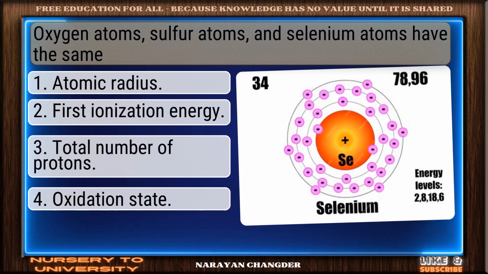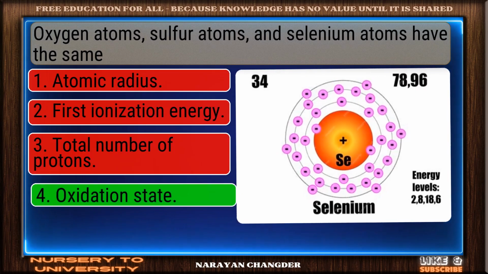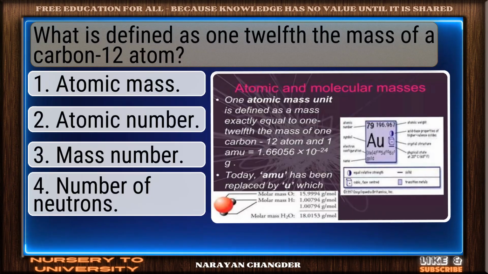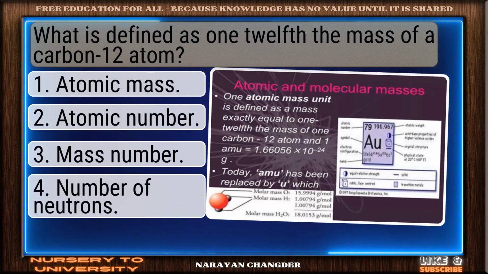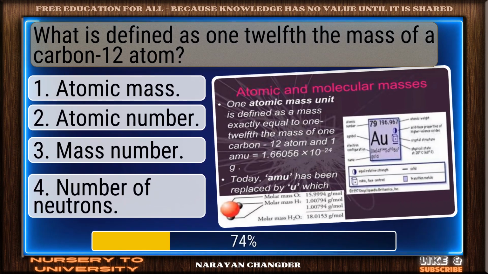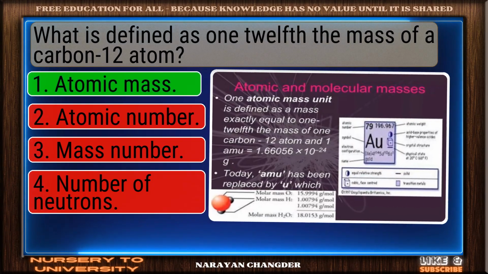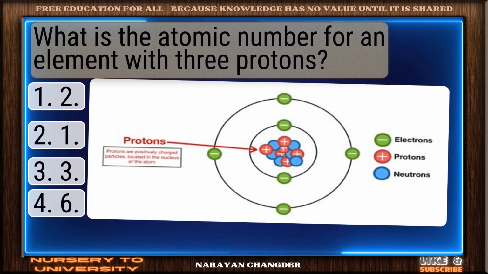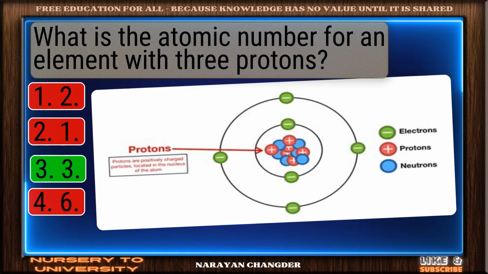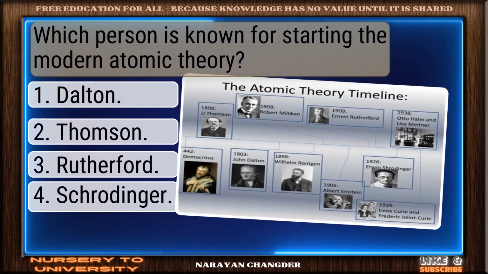Oxygen atoms, sulfur atoms, and selenium atoms have the same dash. Excellent. Oxidation state is a brilliant choice. What is defined as 1/12 the mass of a carbon-12 atom? Right again. Atomic mass is a valid answer. What is the atomic number for an element with 3 protons? Valid point. 3 is true. Which person is known for starting the modern atomic theory?